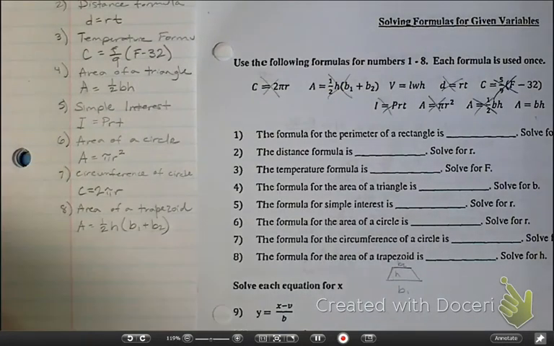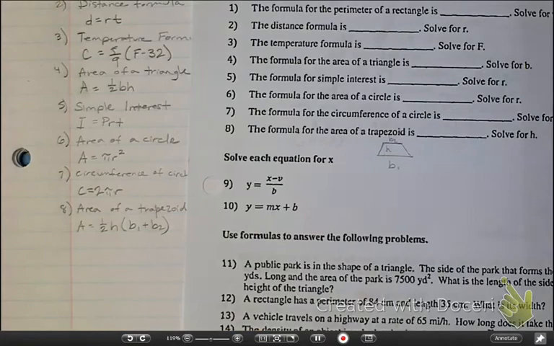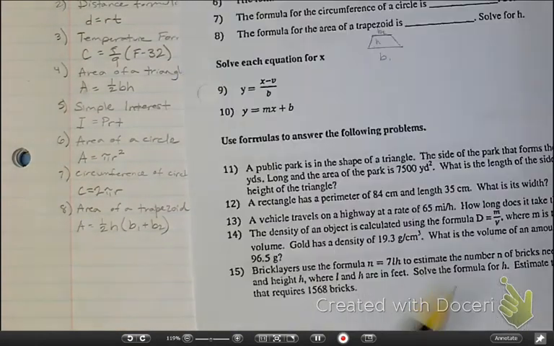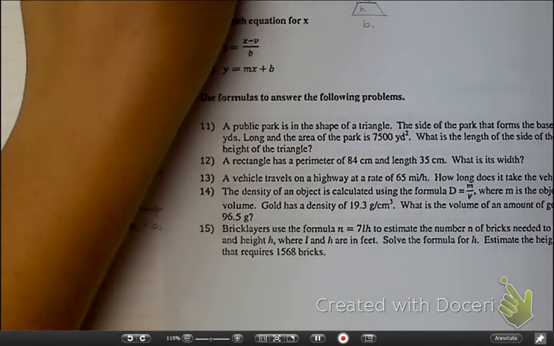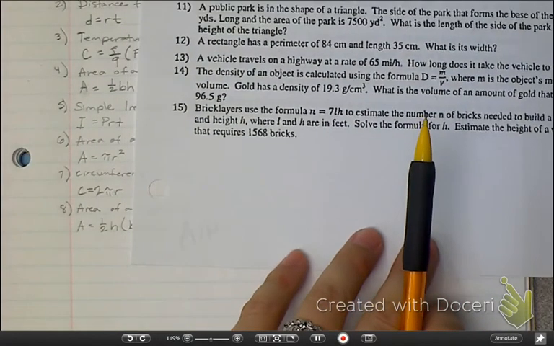Now, tomorrow you guys are going to go back and solve all of these for individual variables, but for today we're just matching them up so that you're aware of which one's which. Numbers 9 and 10, we'll solve those tomorrow. Don't worry about those right now. So let's skip down to some of these word problems. We're going to do 3 of them together, and then I want you to try the last 2 on your own tomorrow during class.